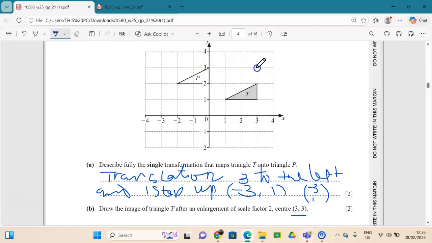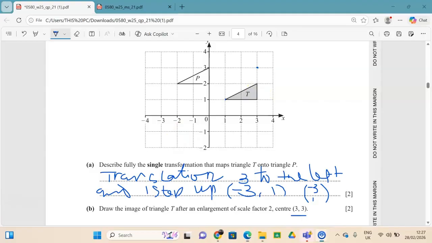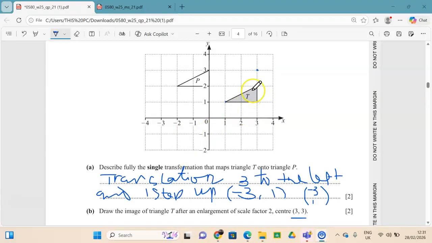So this will be my center of enlargement. And I'm going to increase all the dimensions by 2. I'm going to increase all the dimensions of this very triangle T by 2. So what does that mean? That from the center of enlargement, I'm going to increase each of these dimensions by 2. So from the center of enlargement, now let's count. Remember, we are multiplying by 2 since the scale factor is 2.